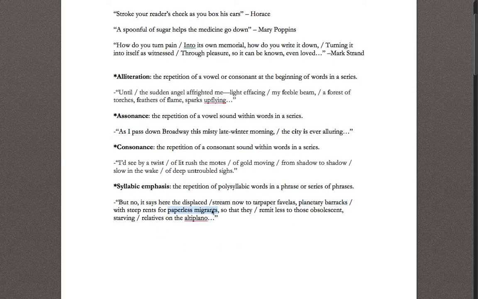Paperless migrants, also a 3 syllable and then 2 syllable word. We have obsolescent, that's 4 syllables in it. And then altiplano also has 3.